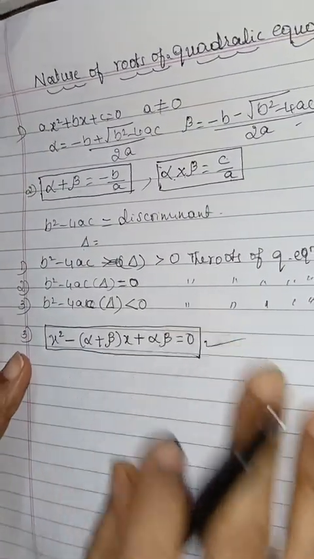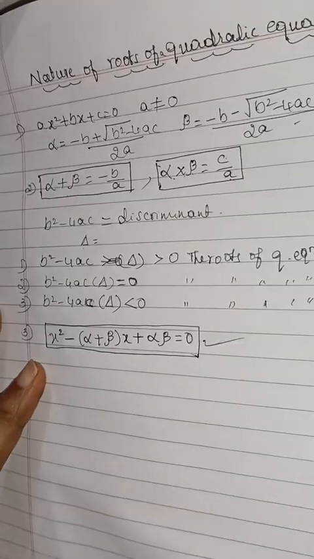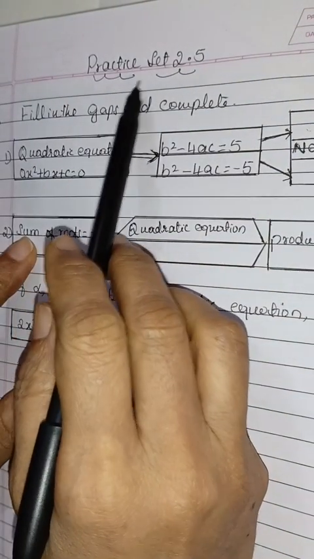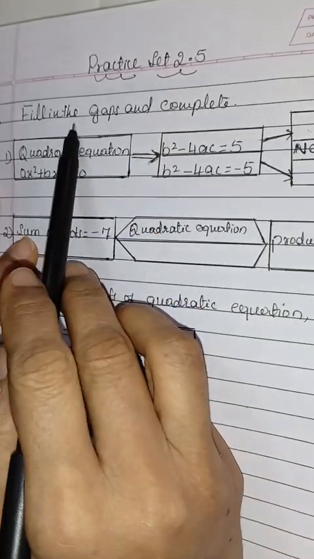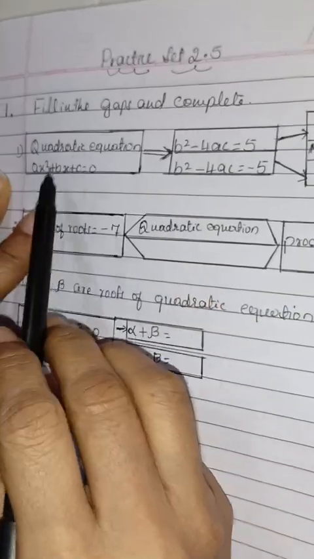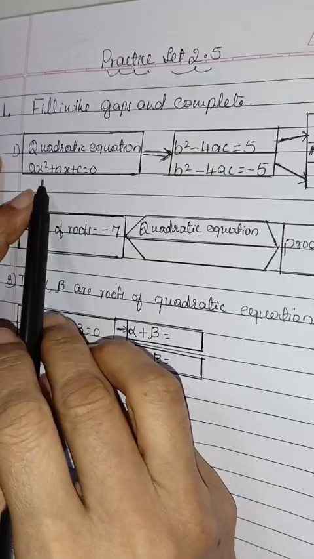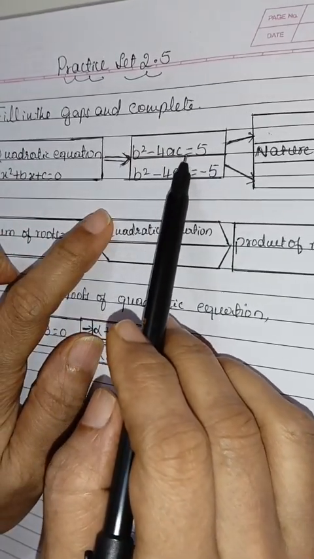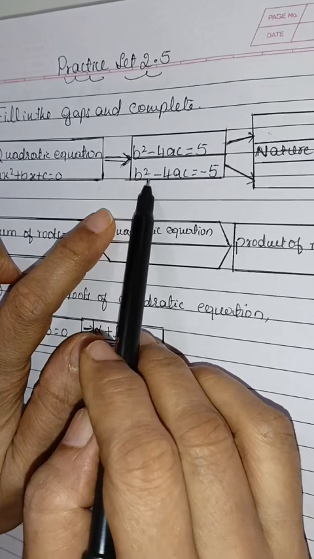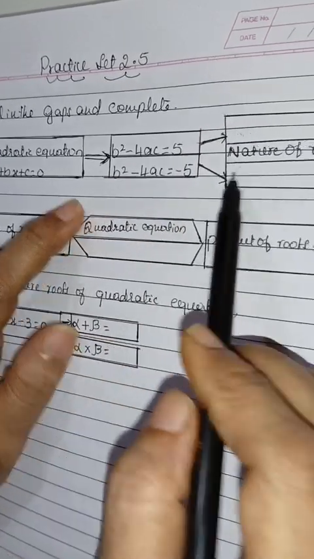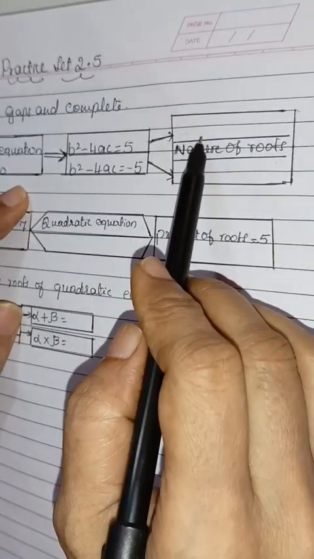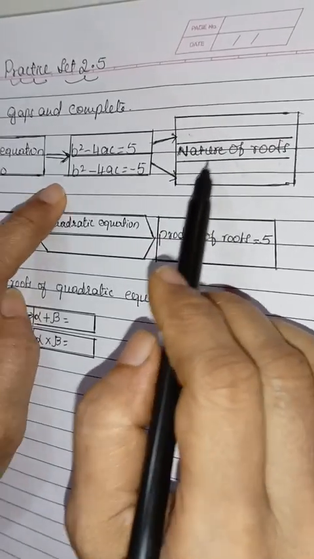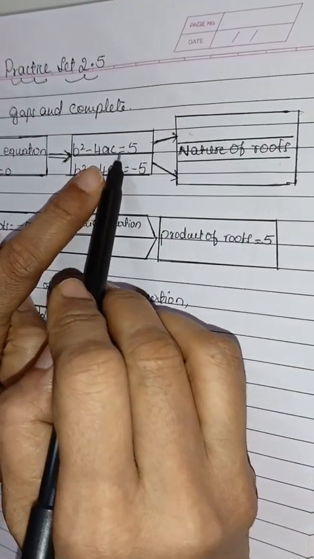Now we can solve practice set 2.5. Fill in the gaps and complete. The first one is the quadratic equation ax square plus bx plus c equal to 0, where b square minus 4ac is 5, and another one where b square minus 4ac is minus 5. We have to fill up these blanks. See, one: b square minus 4ac equal to 5.